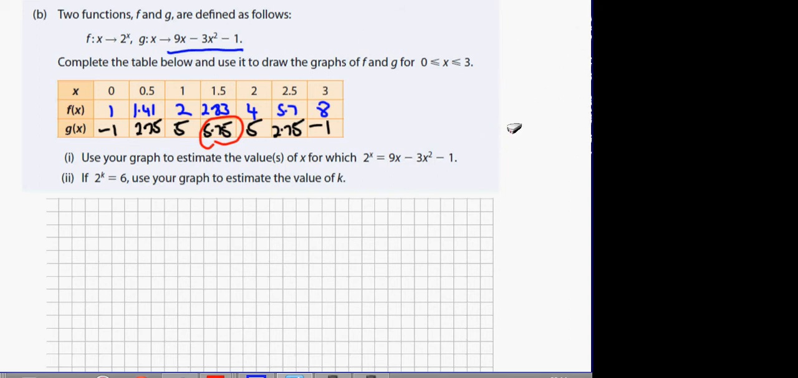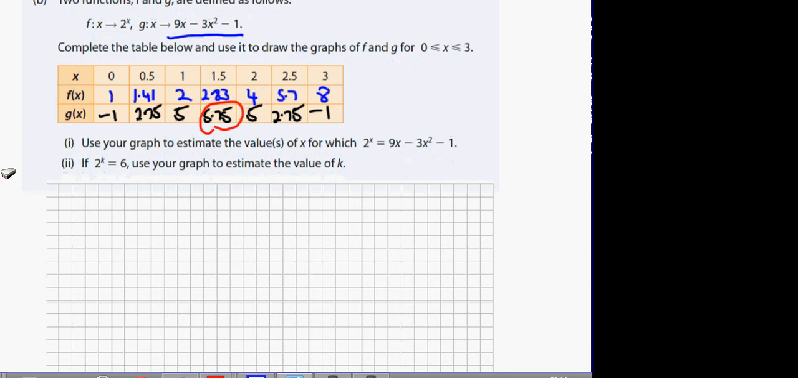Now, use your graph to estimate the value for which 2 to the power of x equals 9x minus 3x squared minus 1. Now guys, what did we leave out? We left out all the workings, didn't we? Please remember to do the workings when you're in the test. Now, what is the highest and lowest value of x?